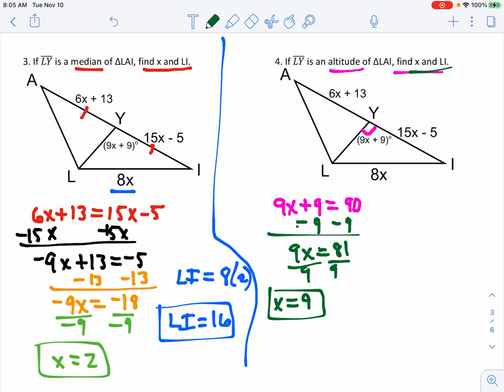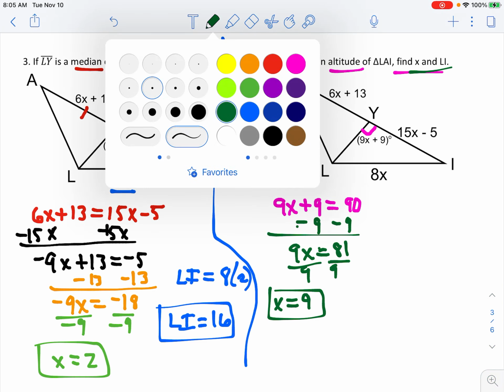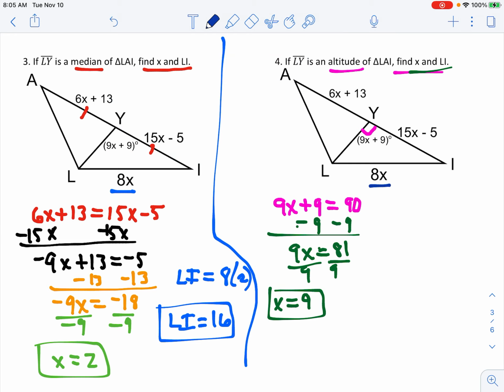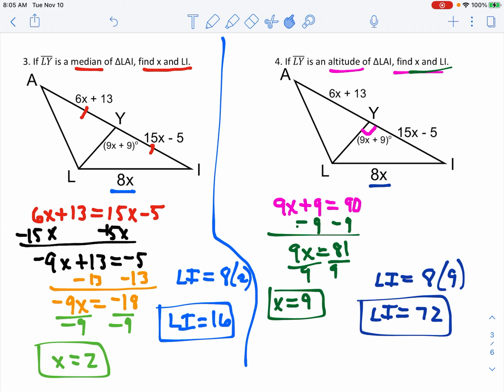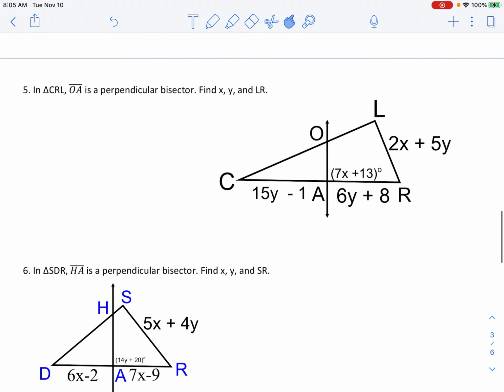Now again, check what else we have to find. It wants us to find Li, so let's go back and plug in. Here's Li. So Li equals 8x. Well, let's plug in the 9 for x. So 8 times 9 will tell us that Li equals 72. All right, so median tick marks, altitude 90-degree angle. All right, here we go.